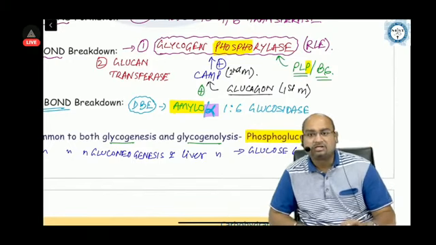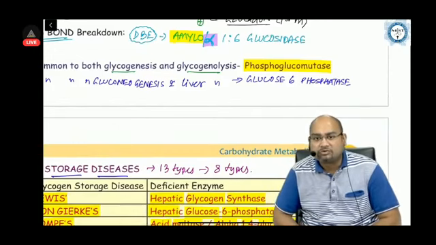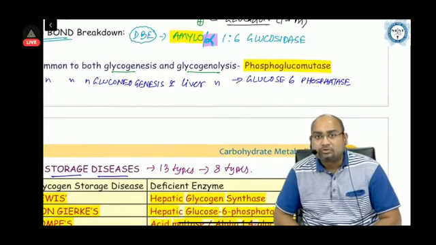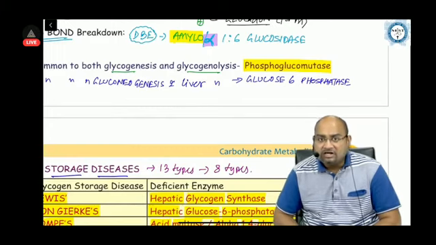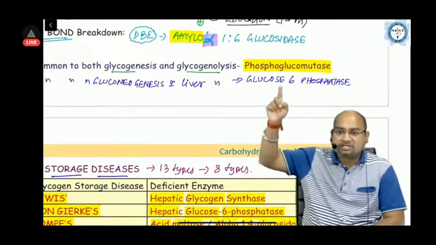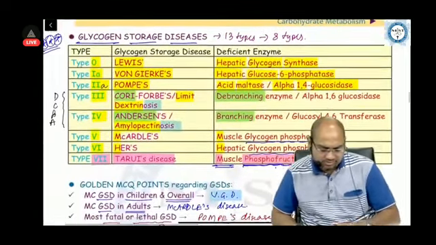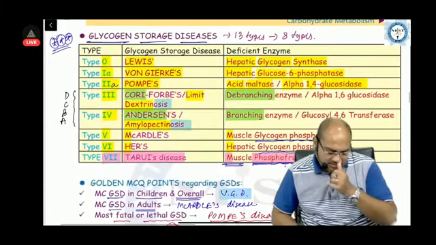Important point, please remember: we have studied that the common enzyme of both pathways is phosphoglucomutase, but the last step of gluconeogenesis and the last step of liver glycogenolysis are both the same, beta, that is by glucose 6 phosphatase. Please try and understand this point, beta.